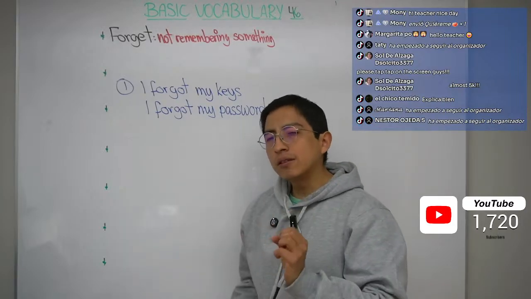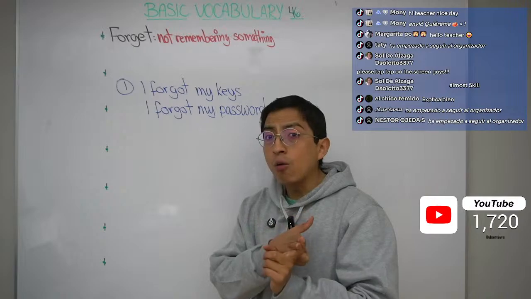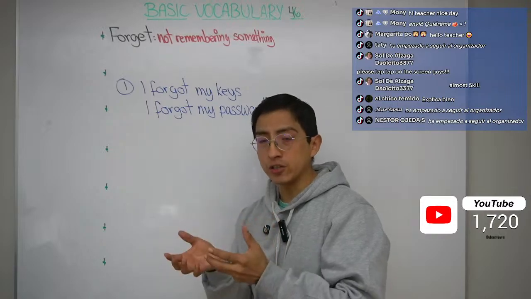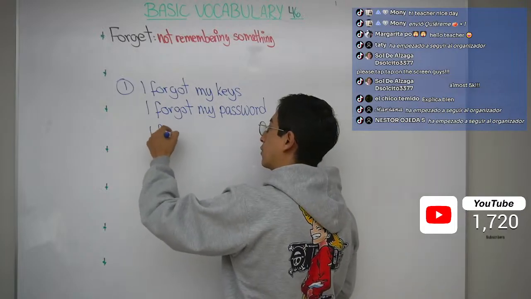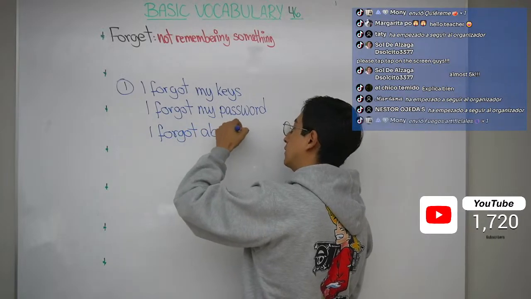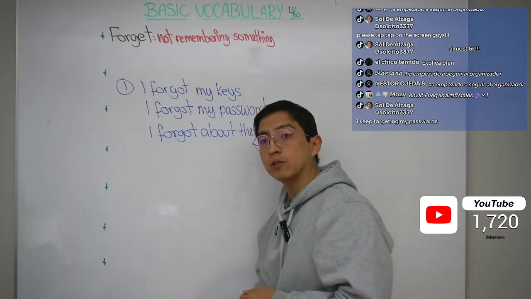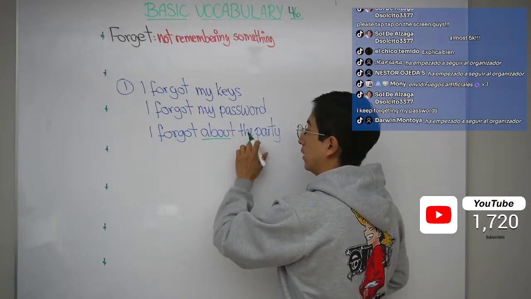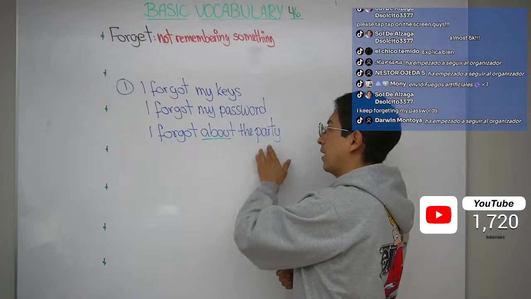Now, this is in the case of information and things, yes? But now we're gonna talk about events or occasions. For example, we can say, I forgot about the party. Now, guys, we're gonna use one more preposition. About. Yes? So, in this case, we're talking about an occasion, a special moment. We're talking about a party.